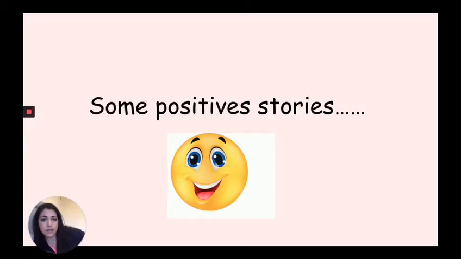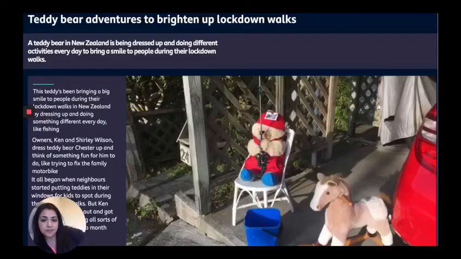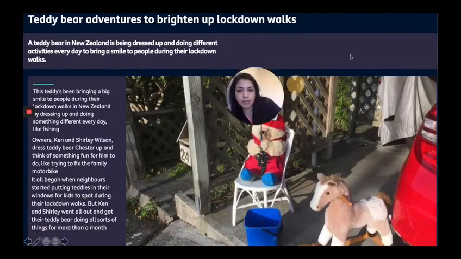So even though this time is quite difficult for a lot of us, and it is quite sad to know that people are not very well, there are also some very positive stories that have come out of this time. So let's have a look at some of them together. So let's have a look at this newspaper report.